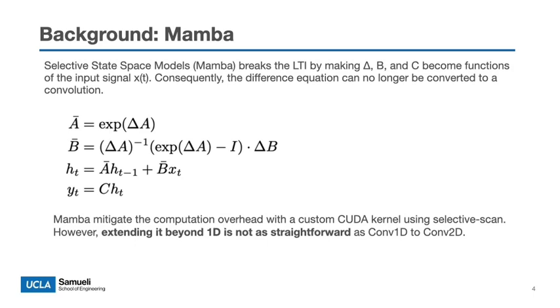Selective state space models, also known as Mamba, break the LTI by making delta, B and C in the formulation dependent on the input signal x_t. Consequently, the difference equation can no longer be converted to a 1D convolution. Therefore, Mamba proposed a custom CUDA kernel using selective scan to accelerate inference and training. However, extending it beyond 1D is not as straightforward as converting a 1D convolution to a 2D convolution.